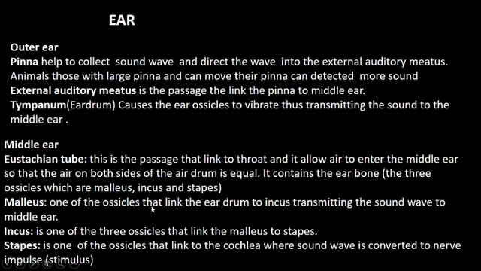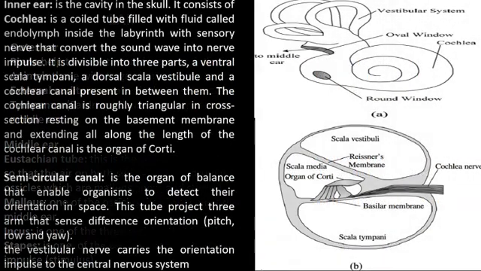The malleus is one of the ossicles that link to the eardrum, and it is a middleman between the eardrum and the incus, and transmits the sound wave through the middle ear. The incus is one of the 3 ossicles that link the malleus and the stapes, while the stapes is the ossicle that links to the cochlea, where the sound wave is converted to nerve impulse. So the sound wave is converted to nerve impulse in the cochlea.